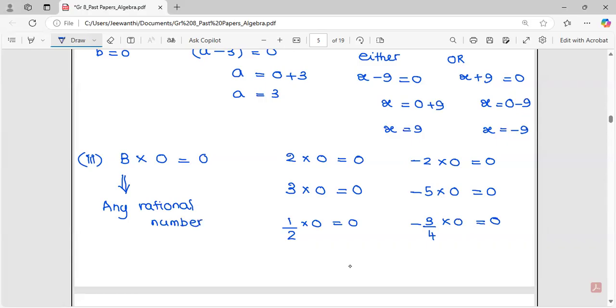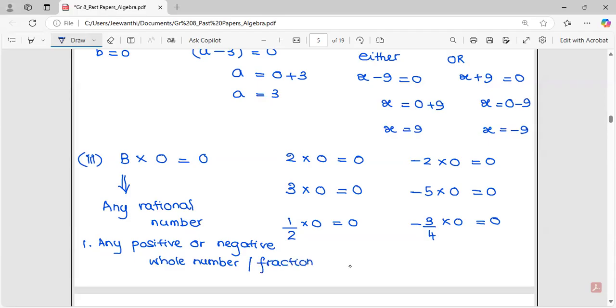If needed, you can write any positive or negative whole number. It can be any positive or negative fraction.